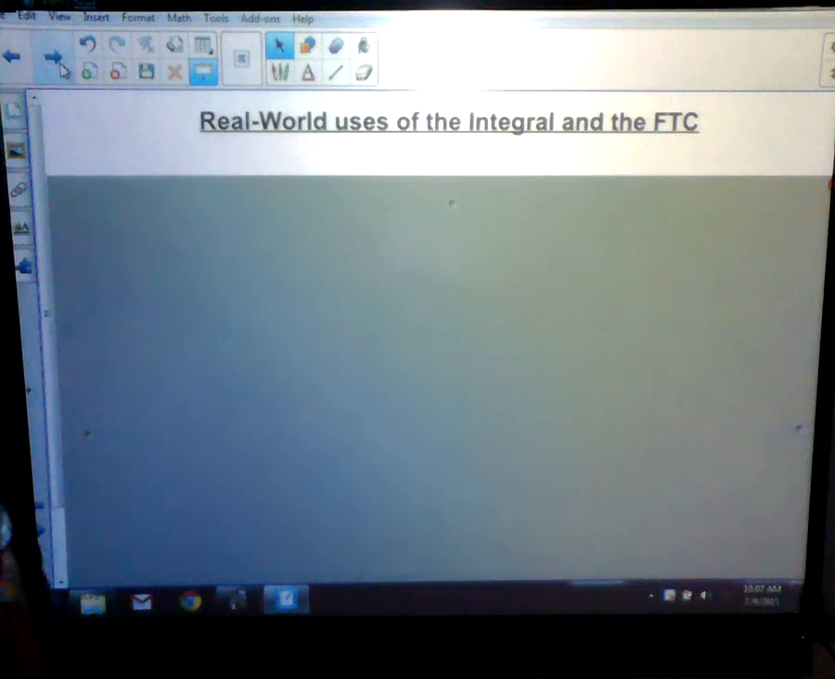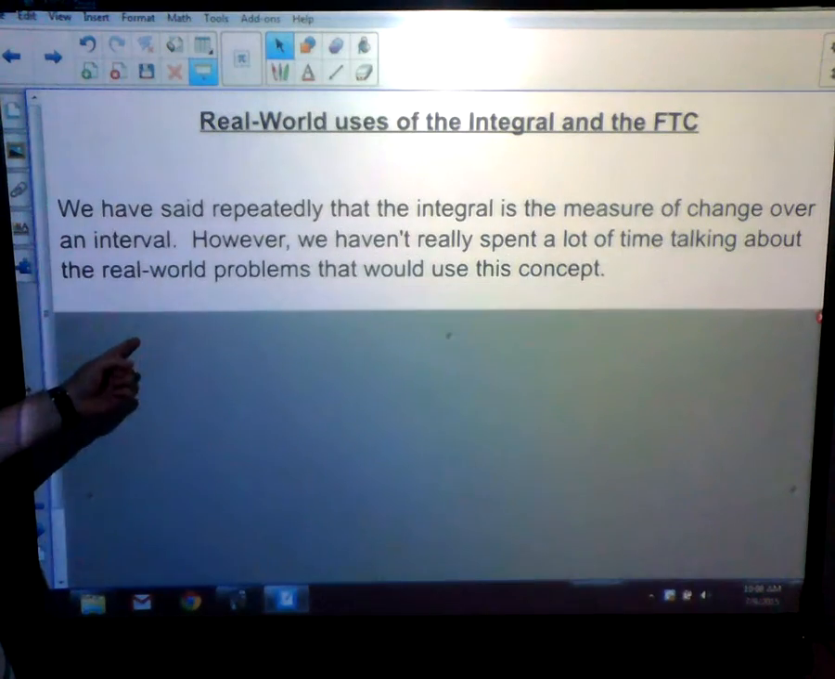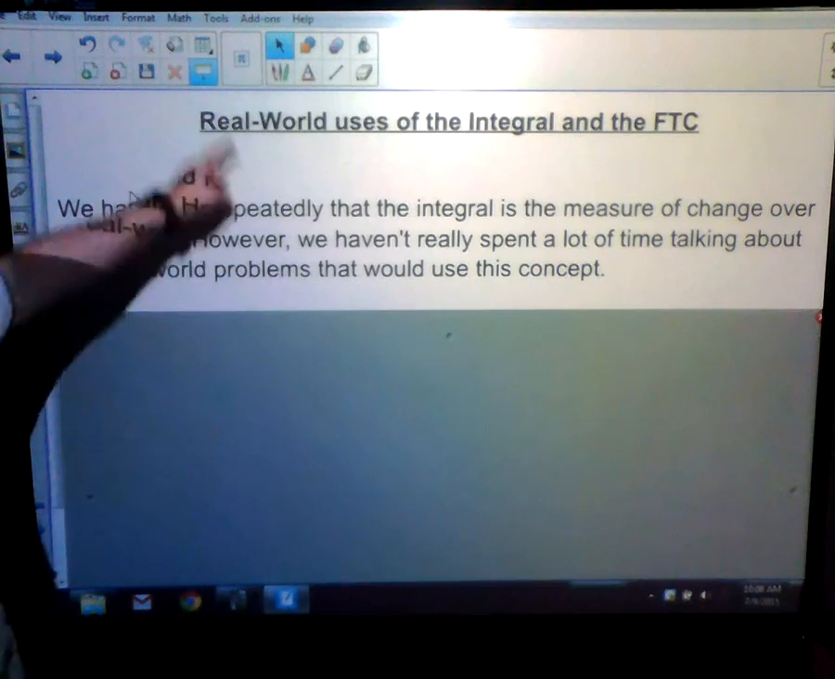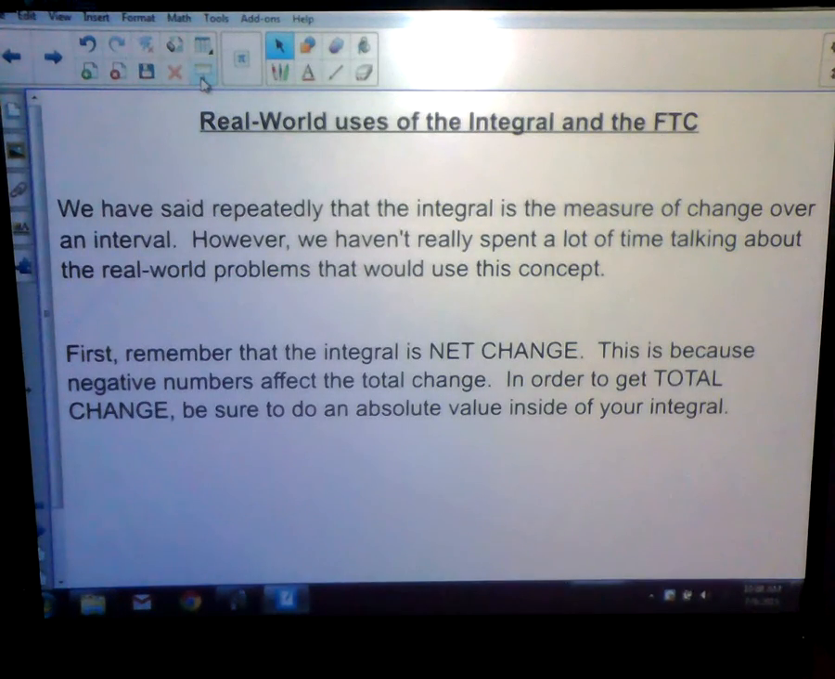Last time we talked about the fundamental theorem of calculus, and we've talked about the integral. The real-world application is that it measures change over an interval, but we haven't spent a lot of time talking about real-world problems. We've mentioned it, but we haven't gone into the concept deeply. Remember that the integral is net change.